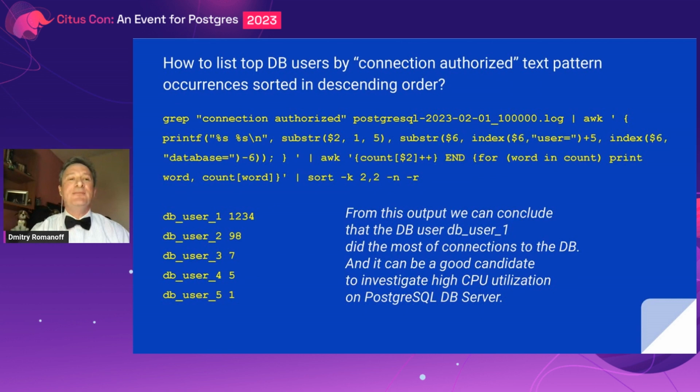How to list top database users by "connection authorized" text pattern occurrences, sorted in descending order. From the output, we can conclude that the database user db_user1 made most of the connections to the database, and it can be a good candidate to investigate high CPU utilization on the Postgres database server.